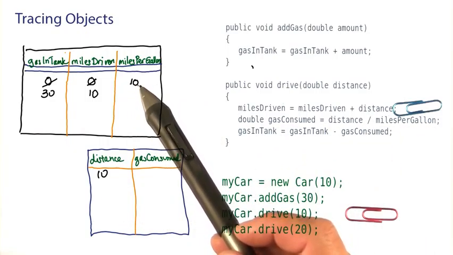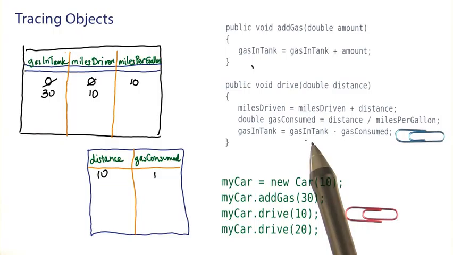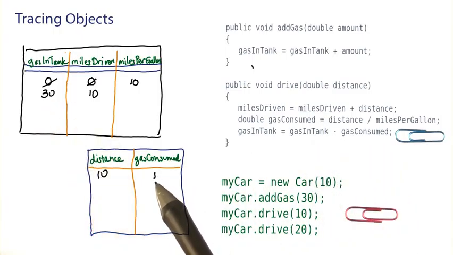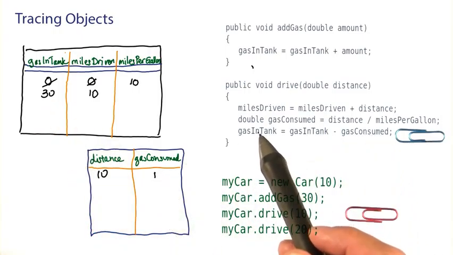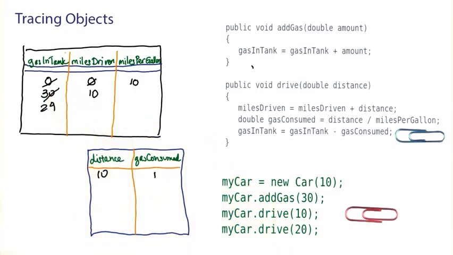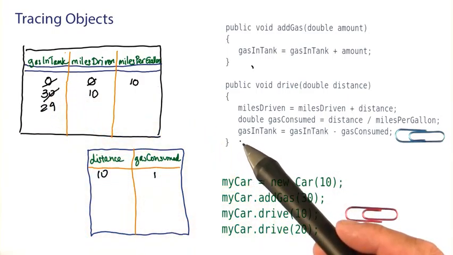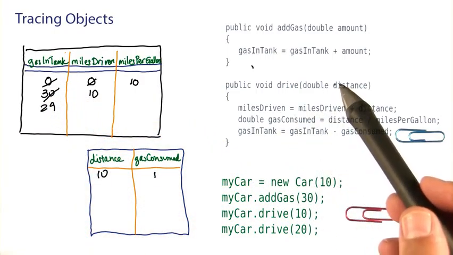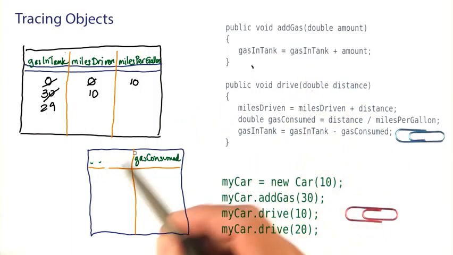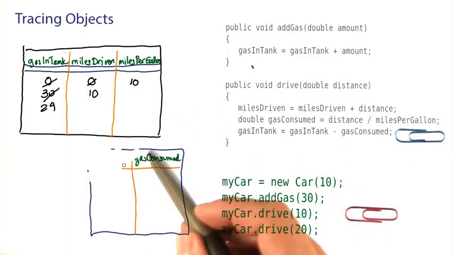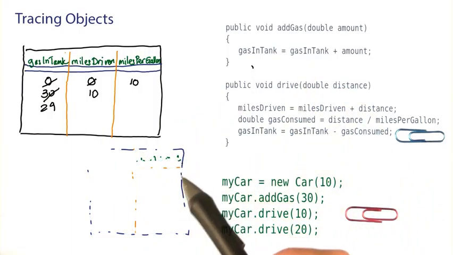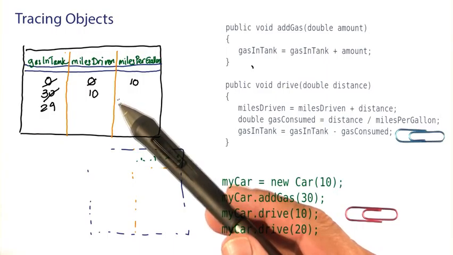Now we can look at this statement here. Gas in tank was 30. Gas consumed was 1. The difference is 29. So that should now be moved into gas in tank. Now we're at the end of this method call, and the local variable here and the parameter variable go away. So we can just crumple up our napkin here. These variables are no longer there once we exited this method. Of course, the instance variables, the long-term memory of the object, they stay around.